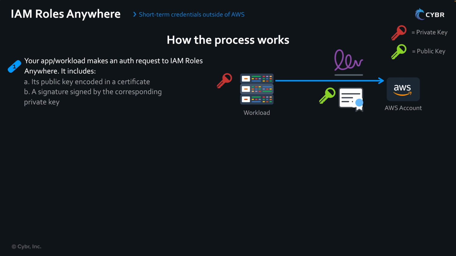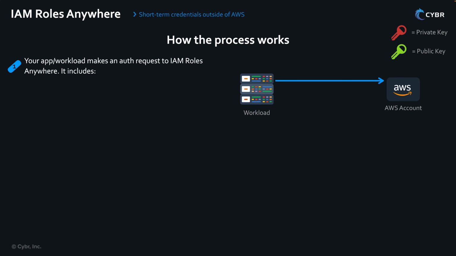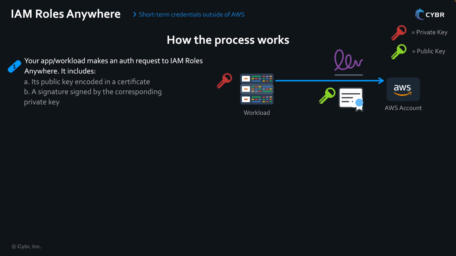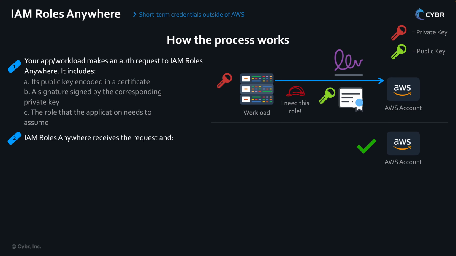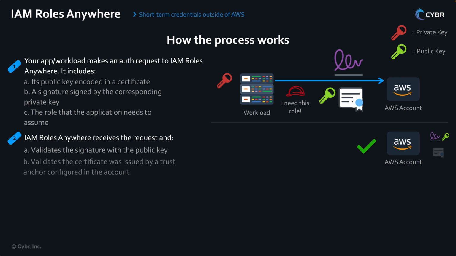First, your application makes an authentication request to IAM Roles Anywhere, which includes A, its public key that's encoded in a certificate, B, a signature that's signed by the corresponding private key, and then C, the role that the application needs to assume. After that, IAM Roles Anywhere is going to receive that request, and it's going to validate the signature with the public key, and then it's going to validate that the certificate was issued by a trust anchor that you configured in your account.